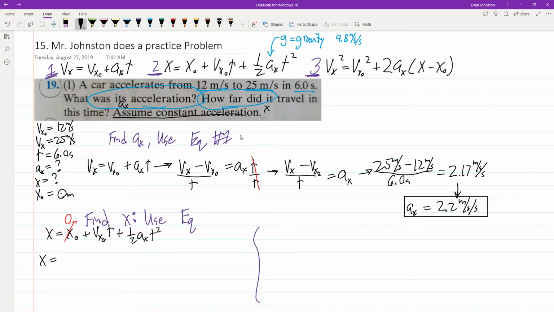So it traveled this distance that's equal to 12 meters per second times my 6 seconds plus 1/2 my acceleration of 2.2 meters per second per second. That's the same thing as meters over seconds squared, mind you, times our time squared, which is 6.0 seconds squared. Now, the neat thing that's going to happen that I want to show is that we're taking 12 times 6. Well, that's 72, right?